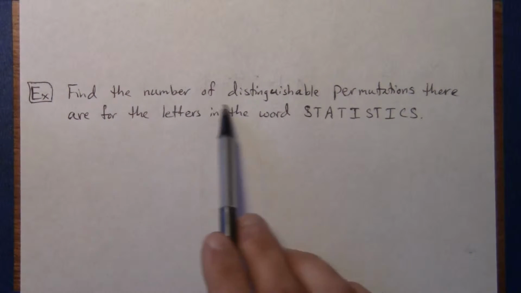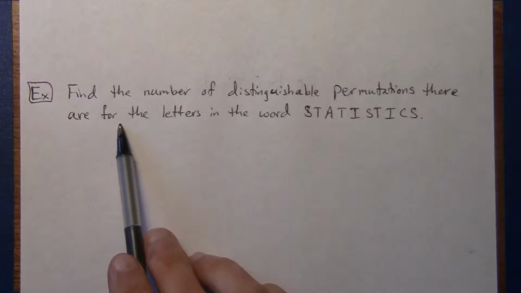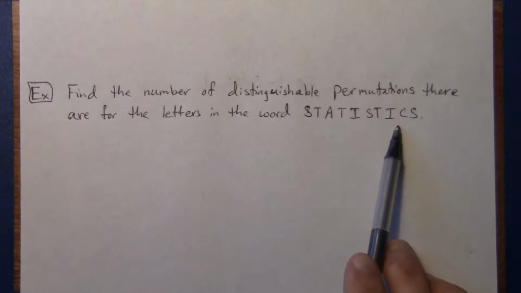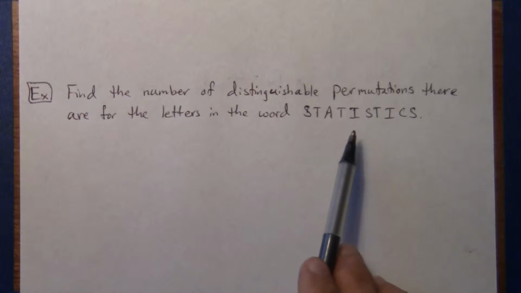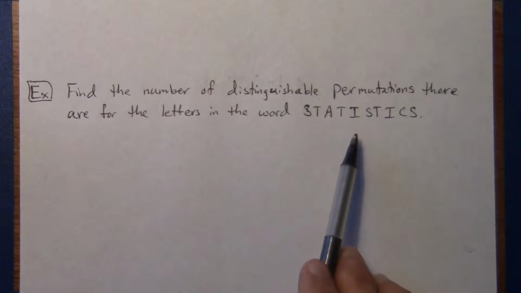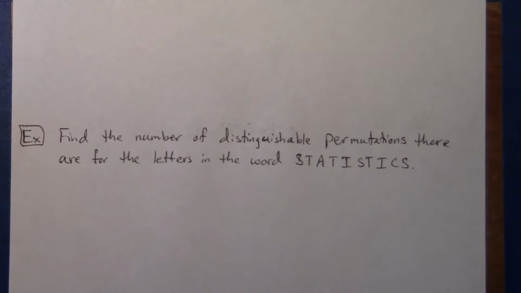Second one's going to ask you to find the number of distinguishable permutations there are for the letters in the word statistics. What that's saying is I can rearrange those letters to make a new word, but the word doesn't have to make sense. So how many different new words can I make?